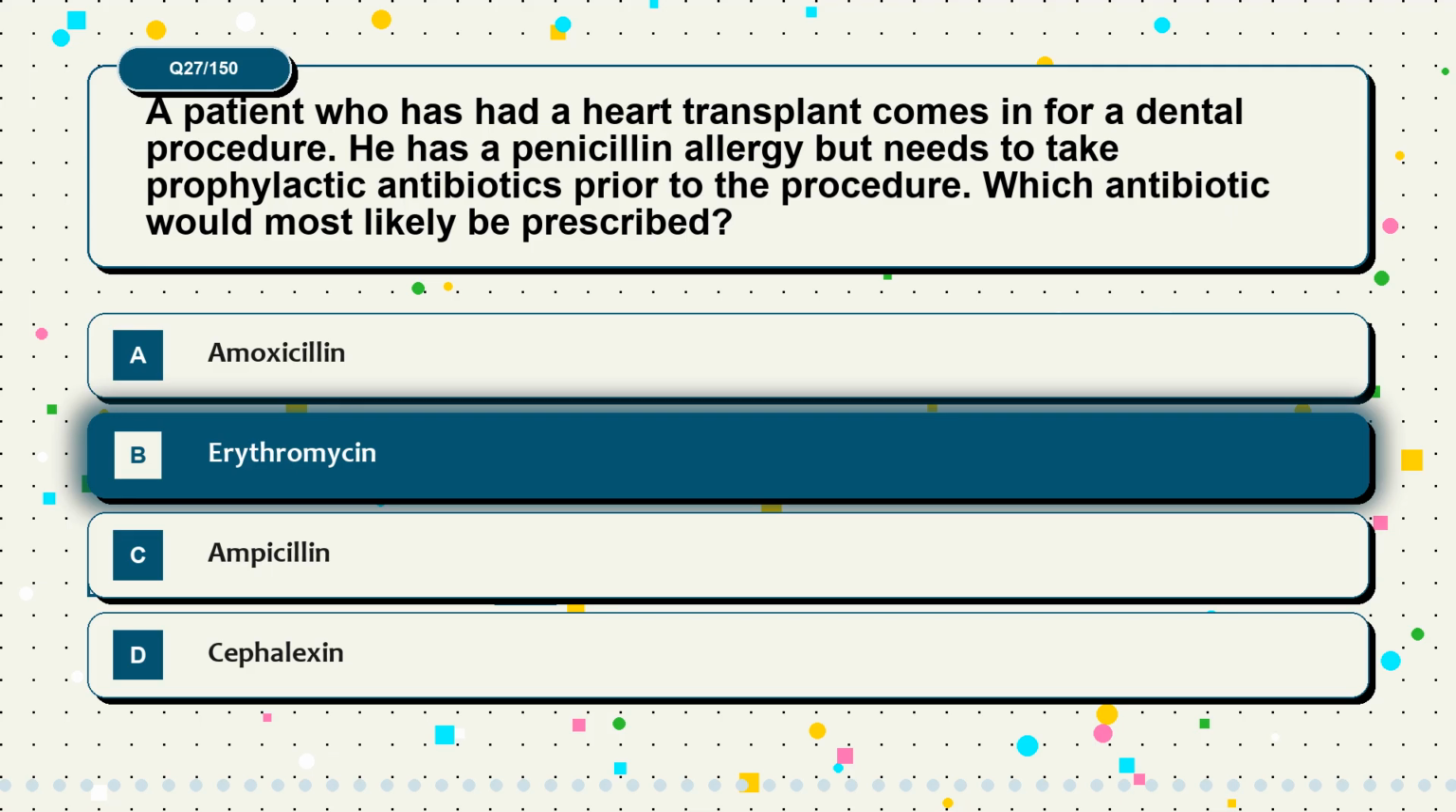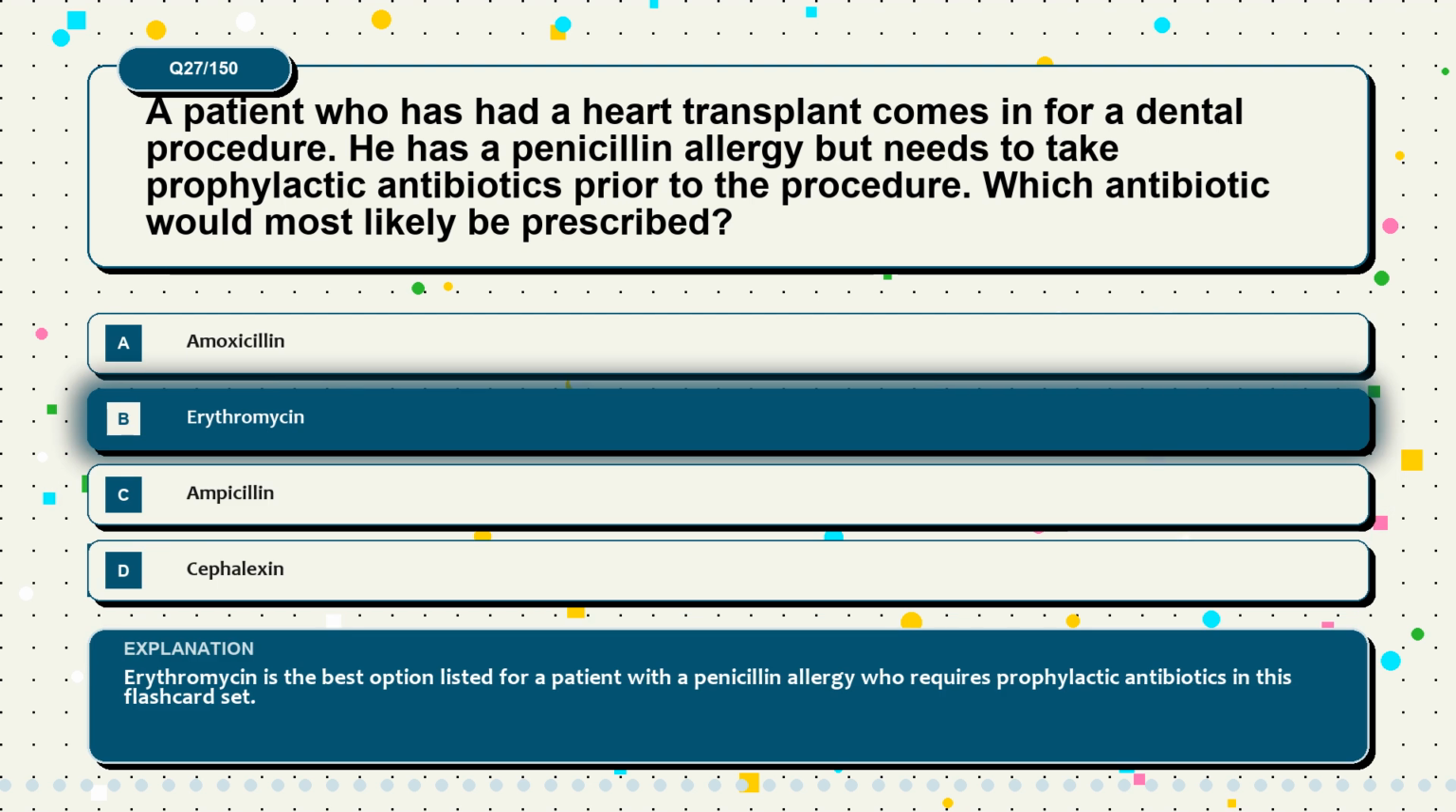The correct answer is option B. Erythromycin. Erythromycin is the best option listed for a patient with a penicillin allergy who requires prophylactic antibiotics in this flashcard set.